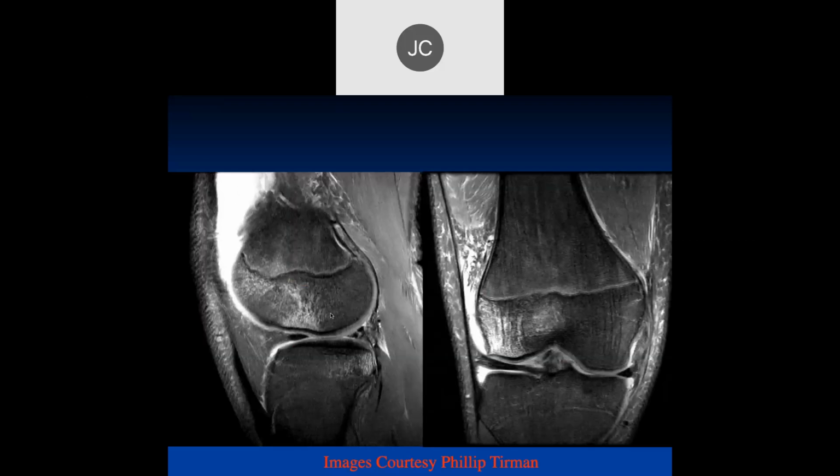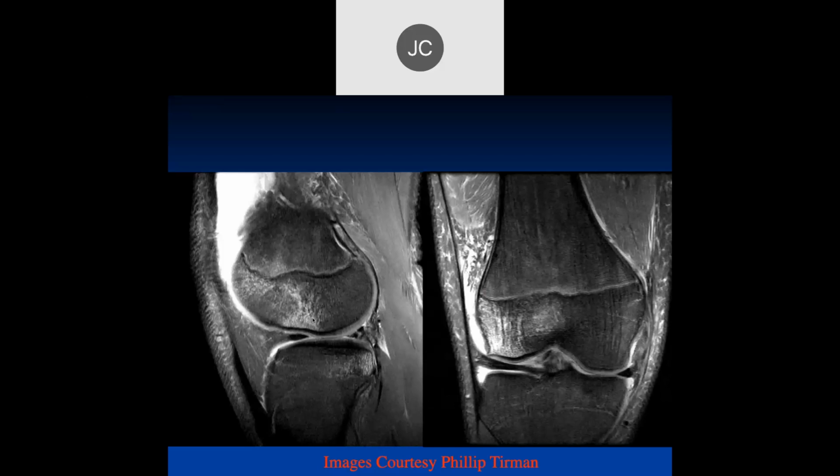Here are the sagittal images. What do you see here? Here I see some edema in the lateral femoral condyle and posterior tibial plateau, so I'd be concerned for a pivot shift injury. Right. So what happens with the pivot shift with the ACL tears?